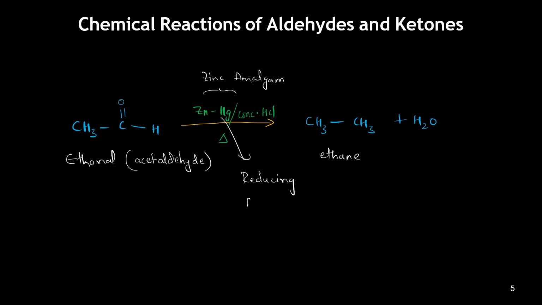Can someone tell me the meaning of reducing agent? This compound is being reduced, that means it is seeking electrons, so someone has to supply those electrons. Here the zinc amalgam, Zn-Hg, supplies those electrons to the ethanal. So the ethanal takes those electrons and is reduced to ethane. Is that clear?